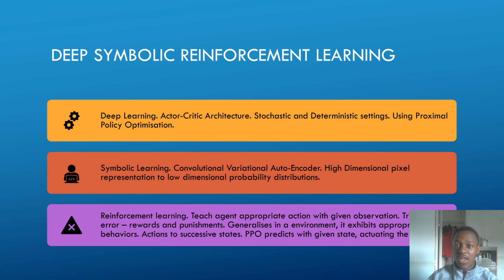It was symbolic learning as I decided to use a convolutional variational autoencoder in order to compress the high dimensional representation into low dimensional features. As instead of using pixels and matrices, I used the latent features produced, which is the probability distributions, 64 to be exact. And it was reinforcement learning as we want the agent to learn through trial and error its own set of policies in order to navigate the world.